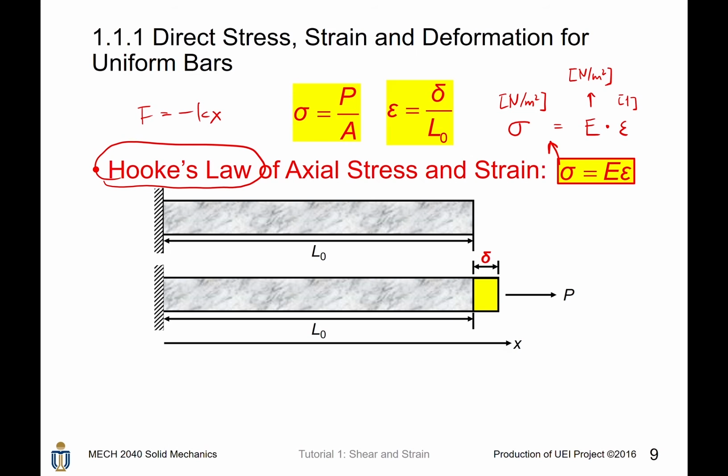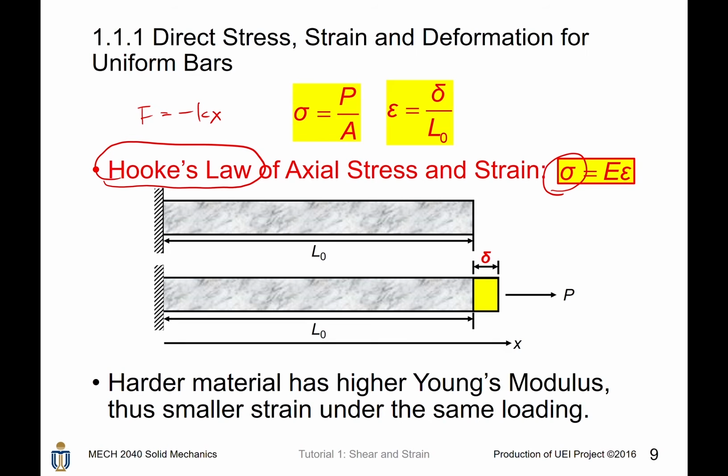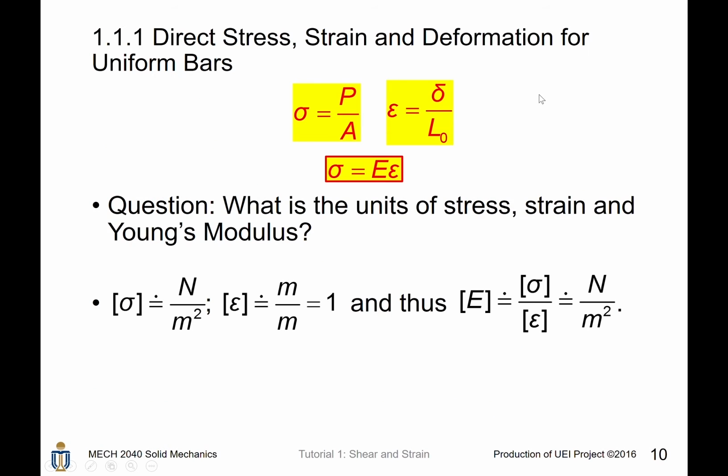So Hooke's law of axial stress and strain means that the axial stress equals to the strain times the Young's modulus. Notice that the larger strain means larger deformation. Consider the definition of the strain. The larger stress developed in the cross-section of the material. Harder material has larger Young's modulus. So just now we have already discussed the units of Young's modulus. So to emphasize, the unit of Young's modulus is just the same to that of the pressure or the stress.